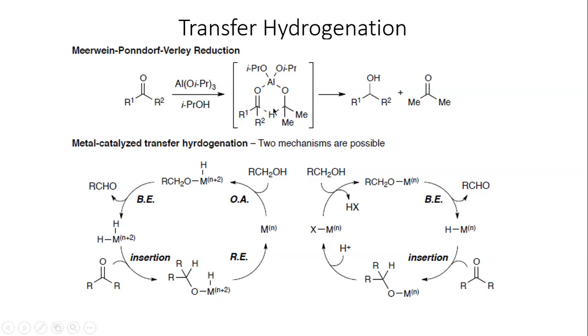And then of course, I wish I could annotate this, but when you take these arrows and this pair of electrons and move them here, you're going to break the C=O pi bond. And so that's where your alcohol is coming from here after you quench it. And then the acetone part is coming from here, right? Because you're going to move a pair of electrons from the aluminum to here and form a pi bond. So that's where the acetone is coming from. So that's transfer hydrogenation in a nutshell.